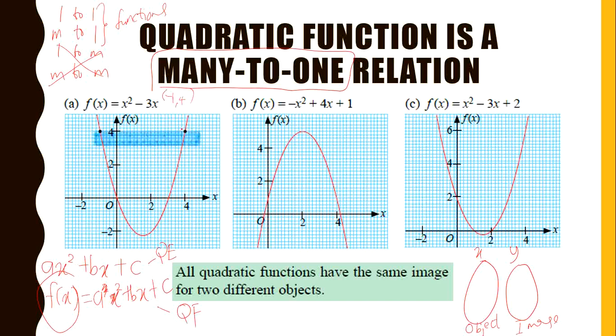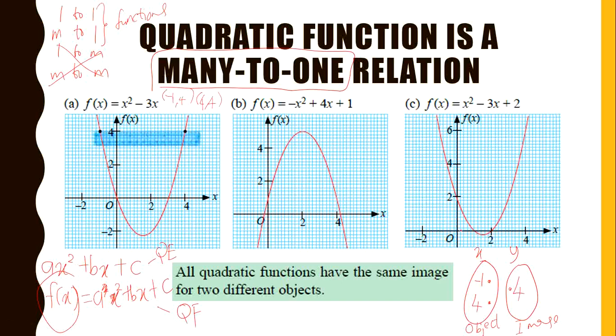Okay, lepas tu kita tengok balik. Kita tengok satu lagi. Dia ada points yang dia letak tu. Yang ni dia punya x koordinat is 4, and dia punya y koordinat is also 4. Okay, cuba kita letak dalam bentuk relation. Kita ada object. Object is x coordinate, right? So kat sini kita ada object is negative 1. Object kita, first is negative 1. The other one is 4. Okay, lepas tu image dia kita ada 4.